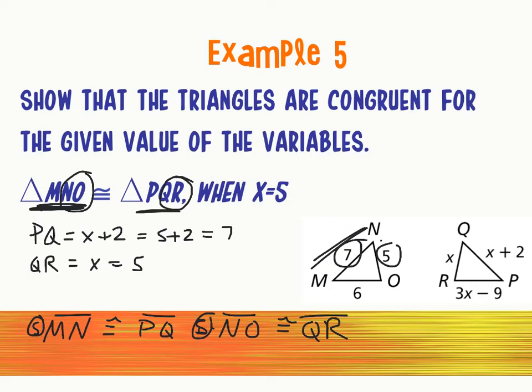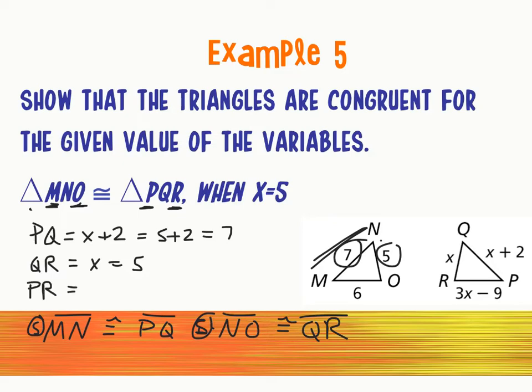And lastly, we can look at MO. So we're going to look at M and O, so the first and third letters, so we know that that's going to be congruent to P and R. So let's find out if they're congruent.